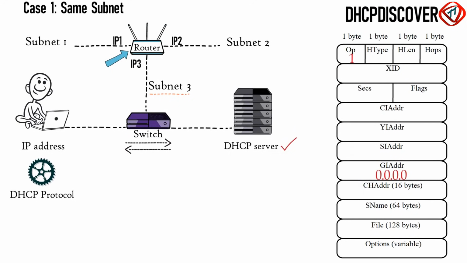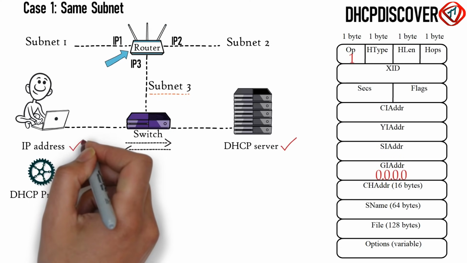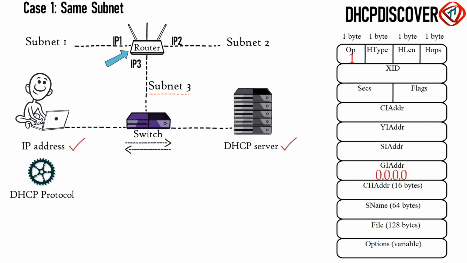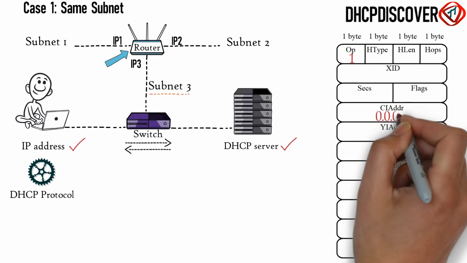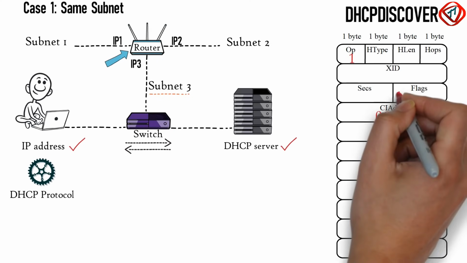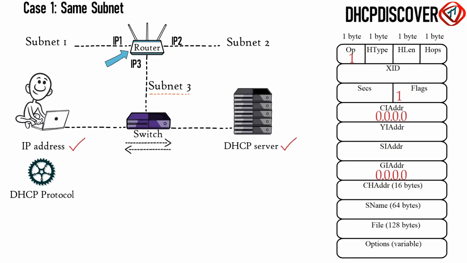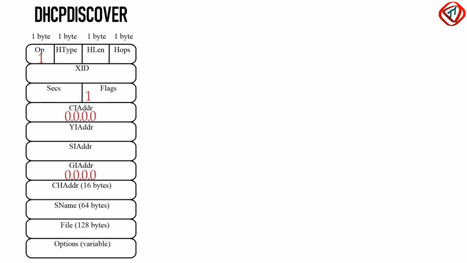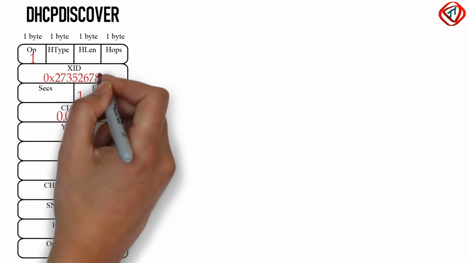As the client initially does not have an IP address, it sets the client IP address field to 0 and sets the broadcast flag to 1. This flag tells the DHCP server to broadcast its reply. The transaction ID is filled with a random 32-bit number.